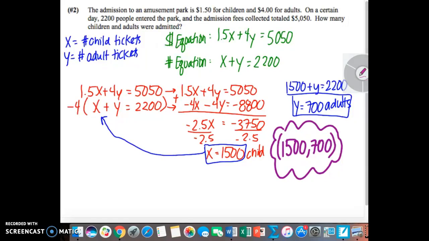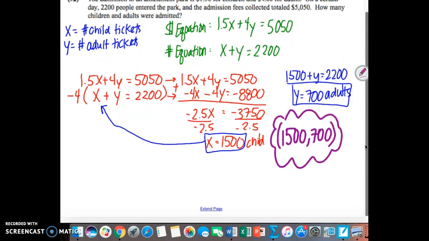The homework that we'll be working on in class is on page 649, and it is numbers 1 through 33, every other odd, and it is also 43 through 53 odd.